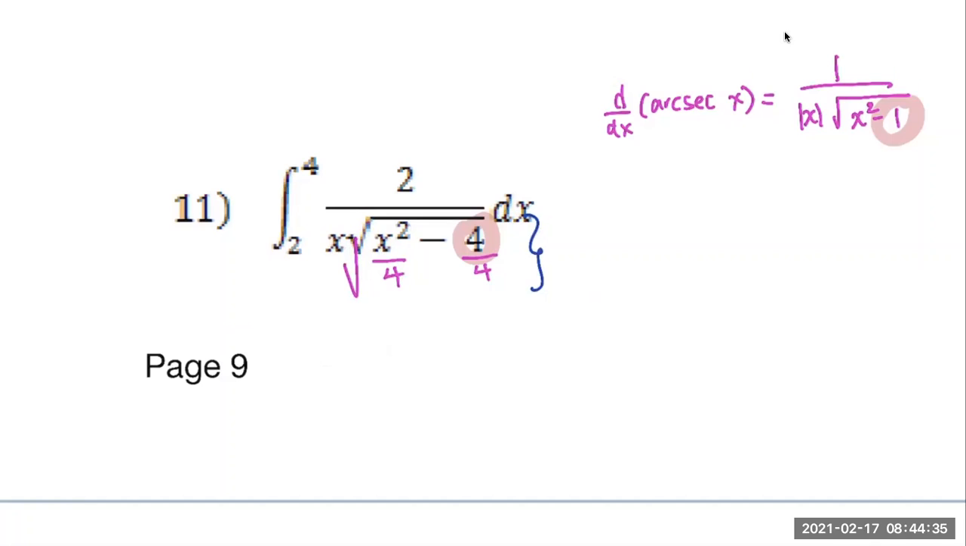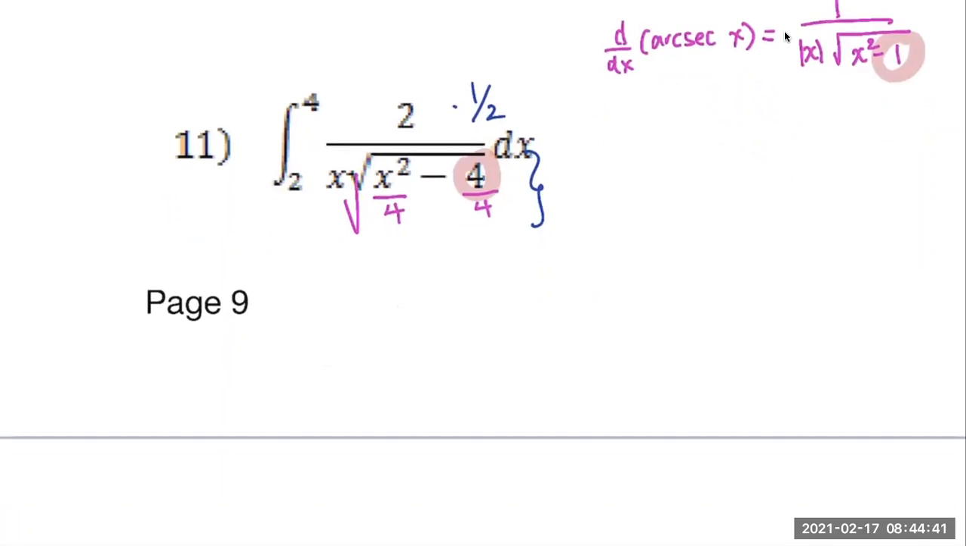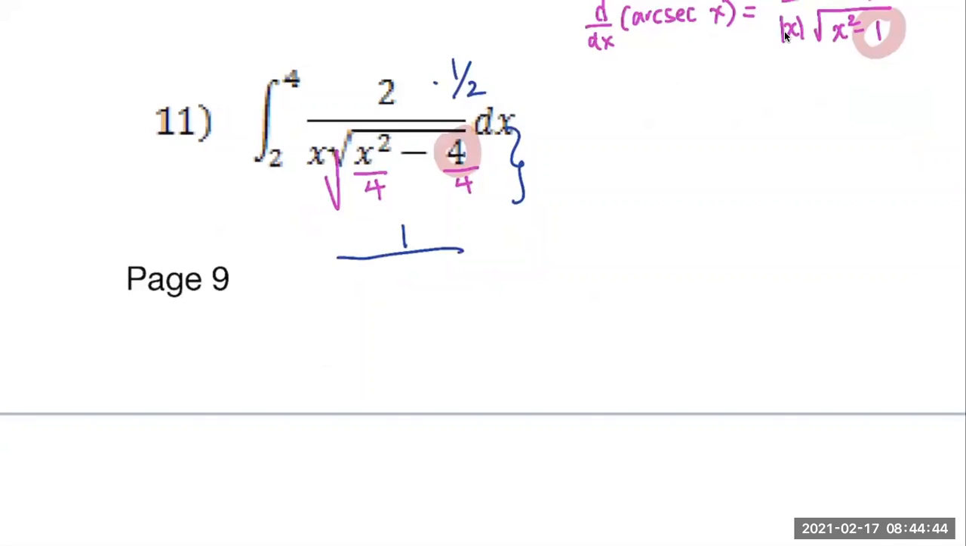And so if you do the same on top, then we force it to be that the integrand is 1 over x square root of x over 2 squared minus 1, with x over 2 being your input. Okay, so this is going to be equivalent to arc secant of x over 2. So our input is x over 2. Any questions on that?